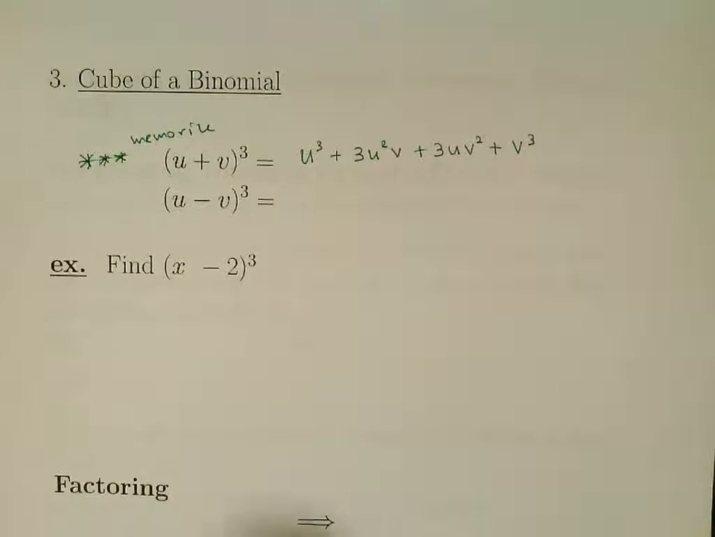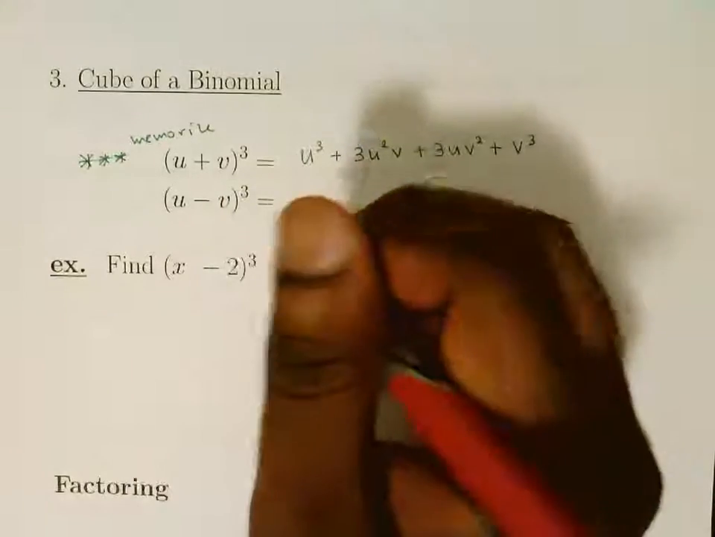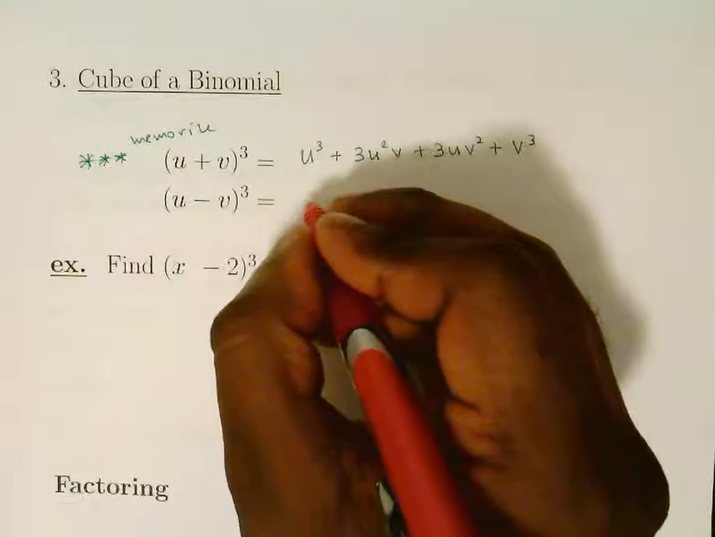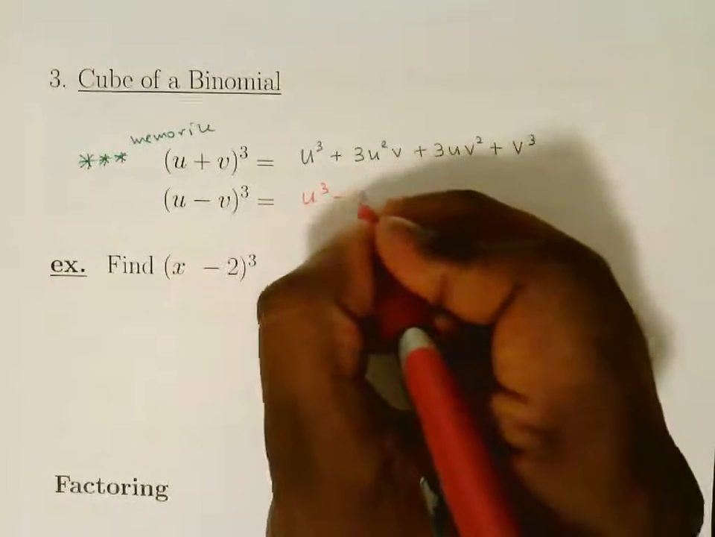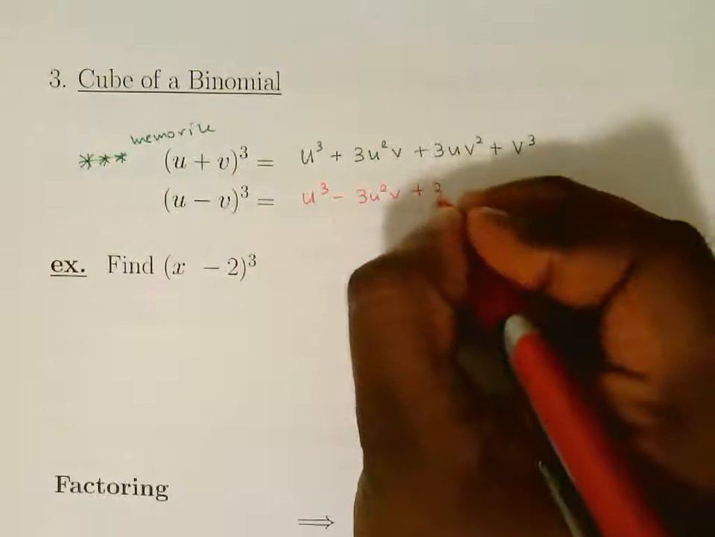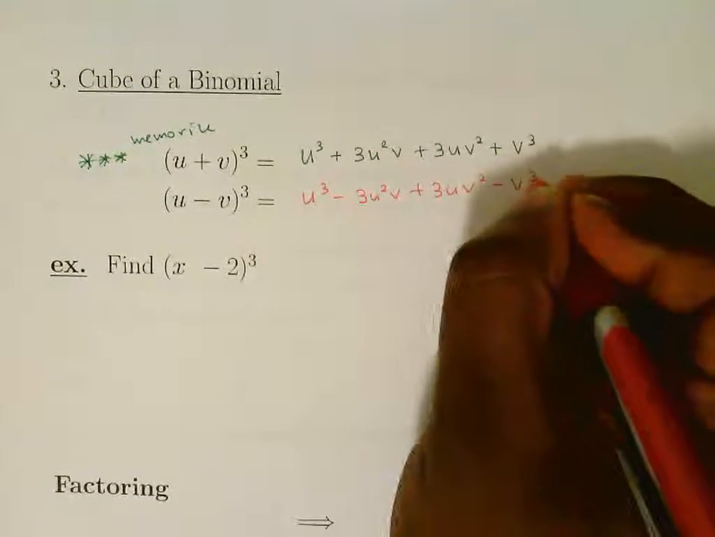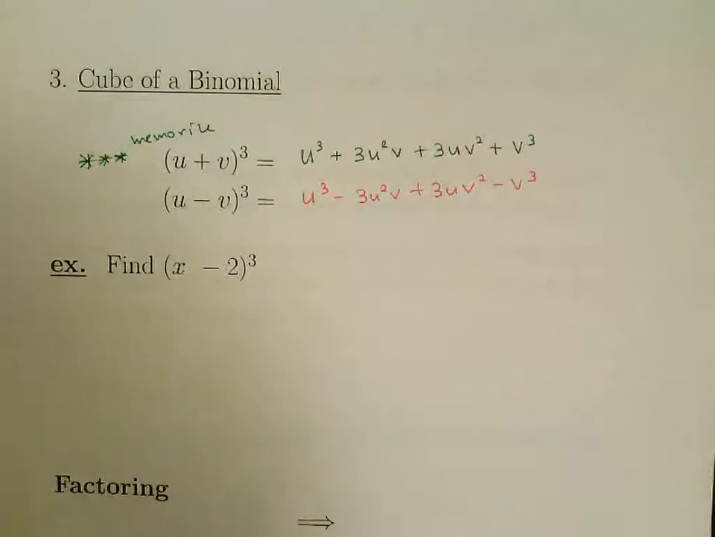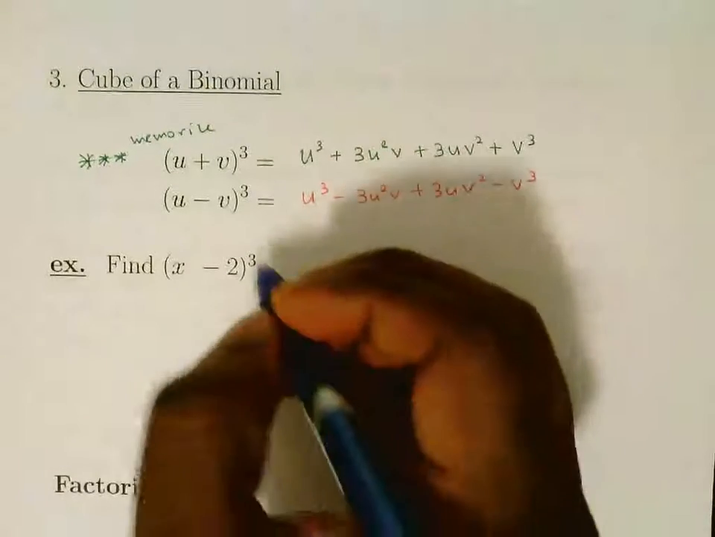Now, the other one is the cube of a binomial, but the cube of a difference. That's u cubed minus 3u squared v plus 3uv squared minus v cubed. So you can see the difference is that the negative sign is alternating in the second equation. Okay, so let's apply this.